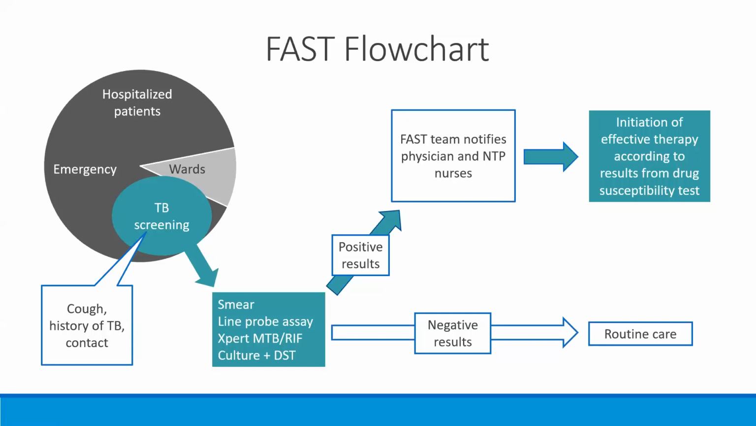So the FAST intervention is really, number one, a screening step, making sure that everybody is being screened for TB. And then it's really facilitating the flow of information to the clinicians, facilitating the laboratory testing results to physicians and nurses, and then making sure that effective treatment is being started, and then facilitating the transition to an outpatient setting.